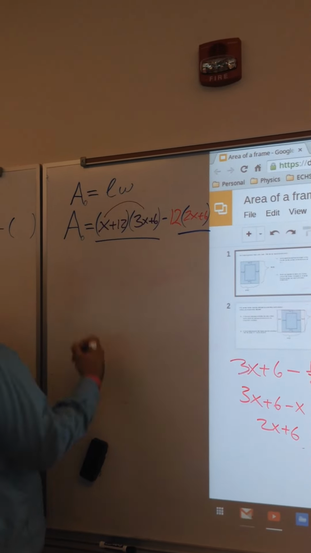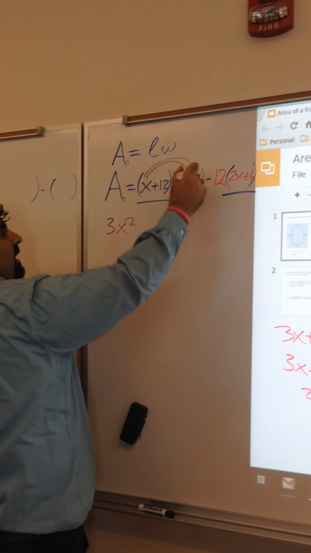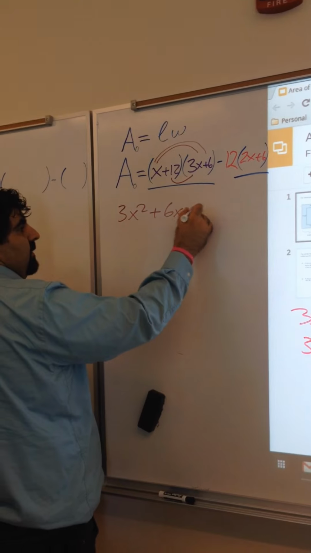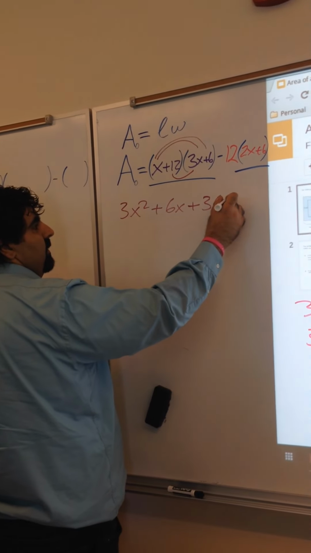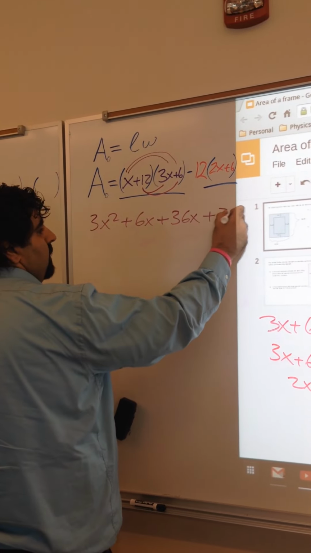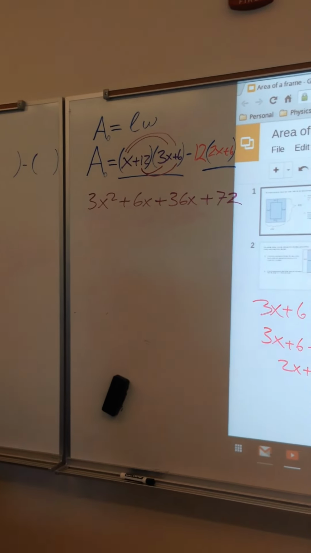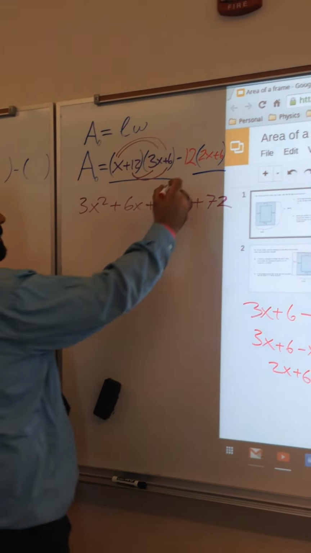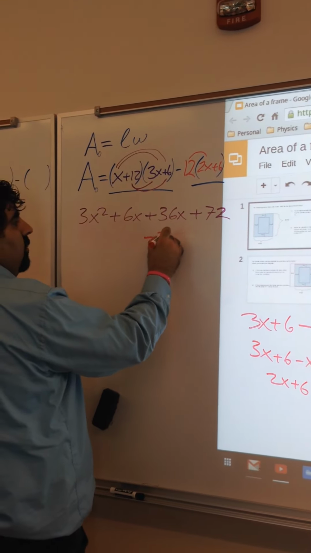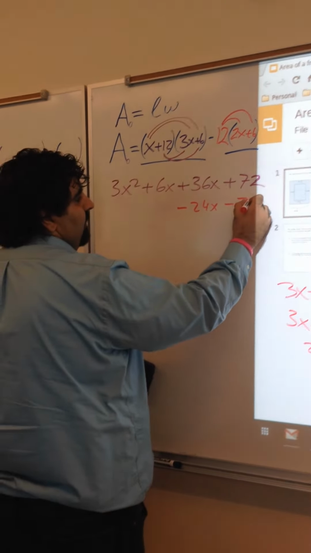When we follow this, we have x times 3x, which gives me 3x squared. I have x times 6, which gives me 6x. We have 12 times 3x, which is 36x. And then we have 12 times 6, which is 72. That's what this gives you. Over here, we have 12 times 2x, which is negative 24x, and we have negative 12 times 6, which is negative 72.